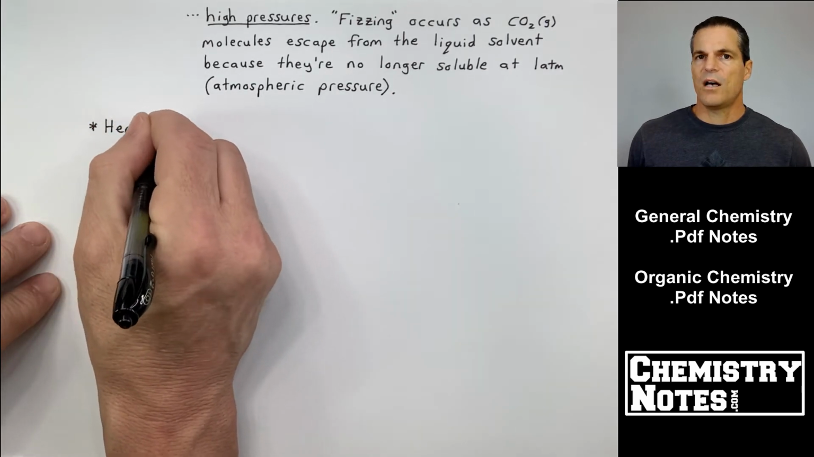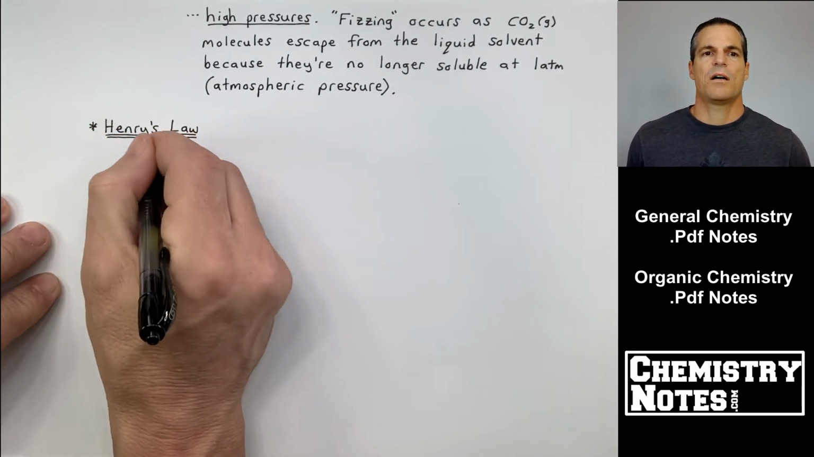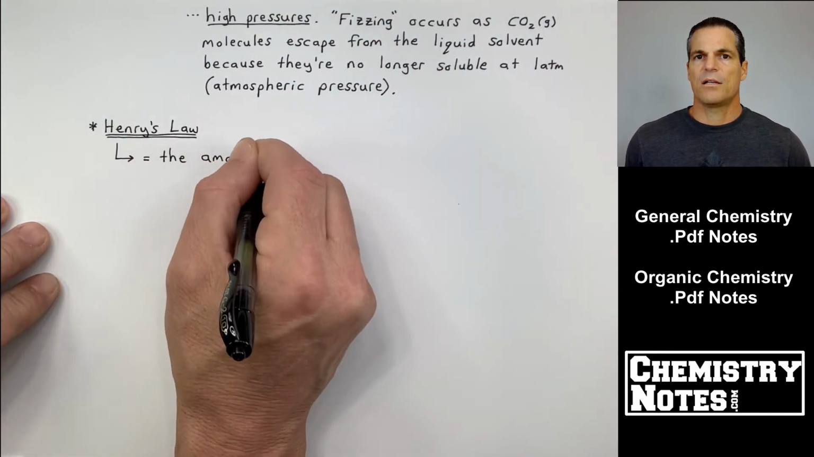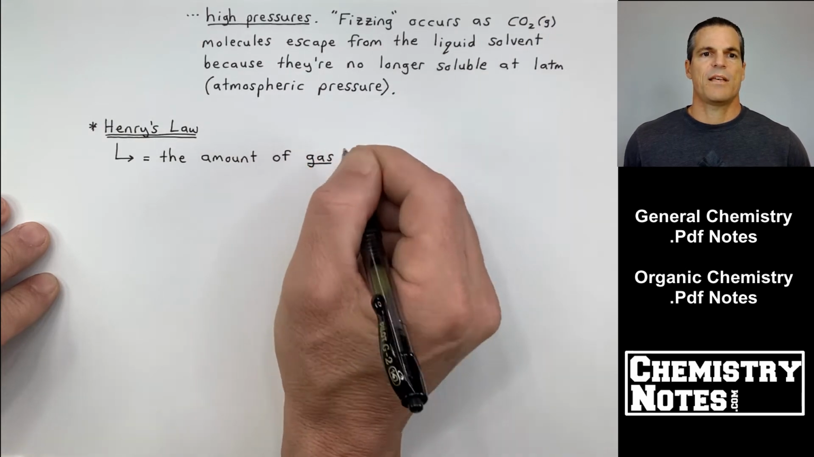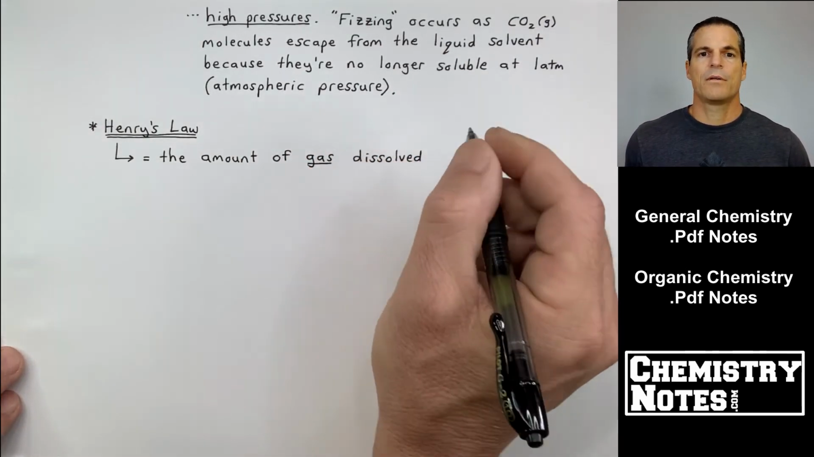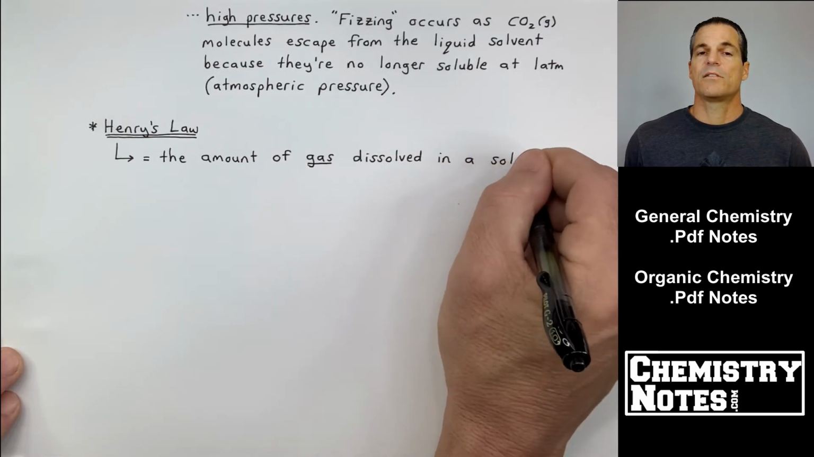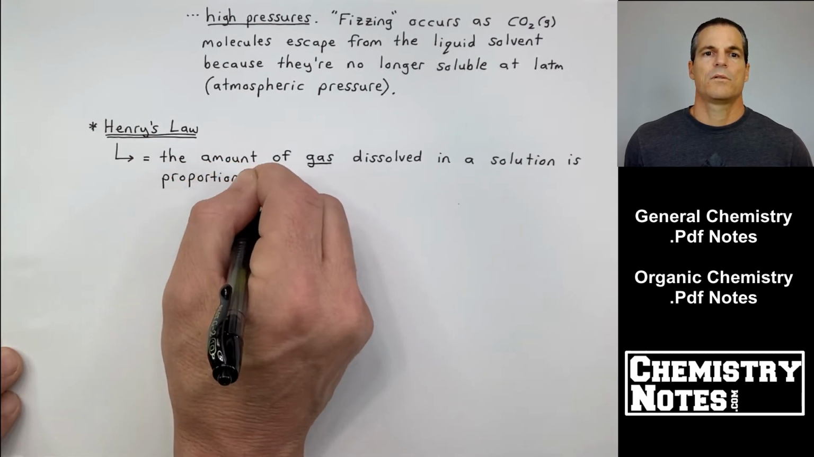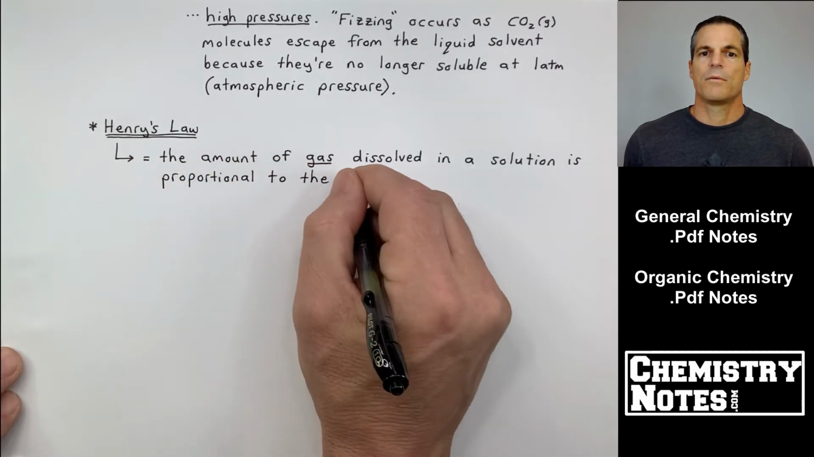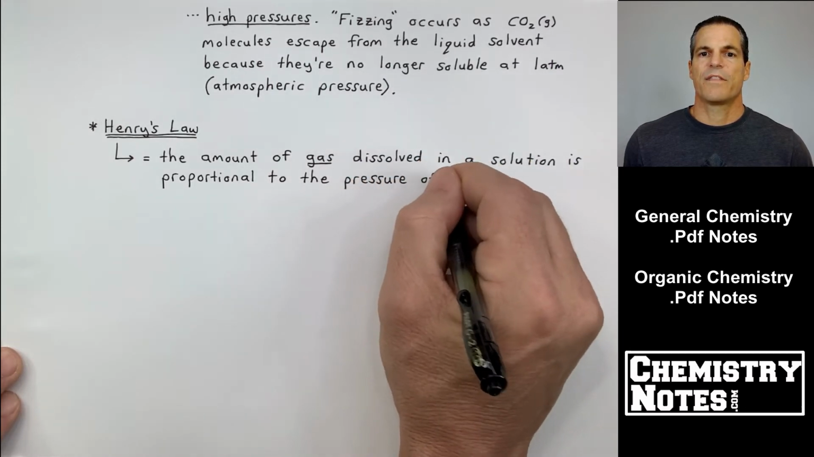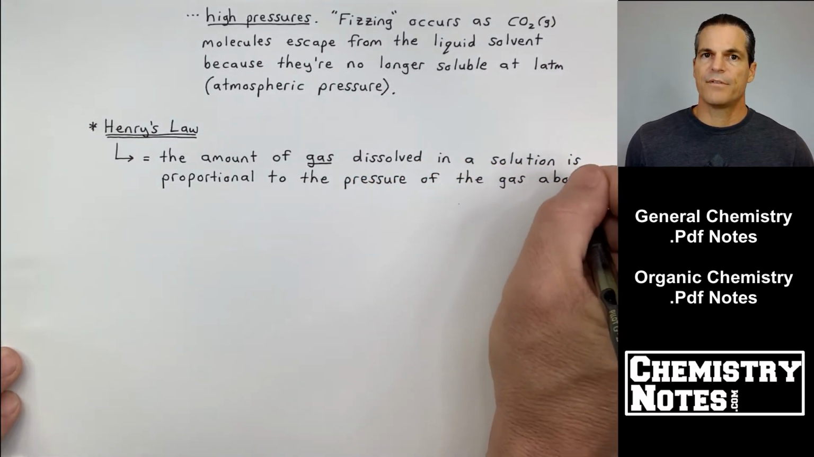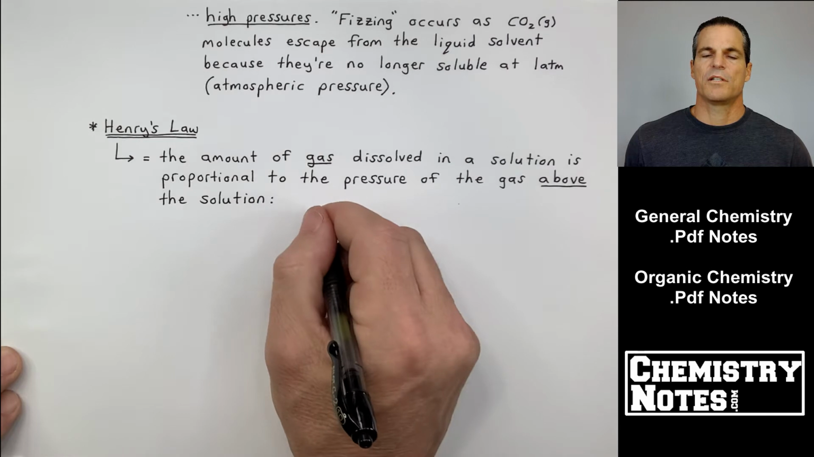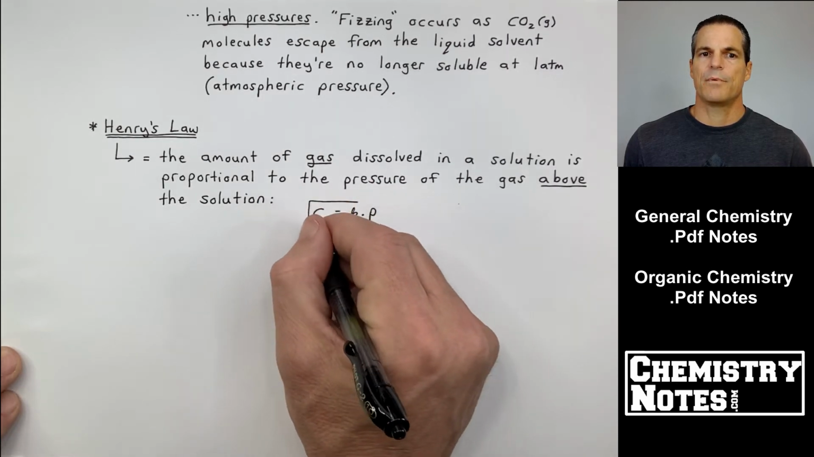All right, so there is a law that discusses this. This is called Henry's law. Put a star by it. I've double underlined it. And Henry's law says the following. It says the amount of gas or vapor dissolved in a solution is proportional to the pressure of the gas above the solution. So the amount of gas dissolved in the solution is proportional to the pressure of the gas above the solution.